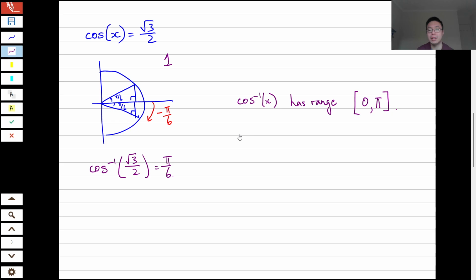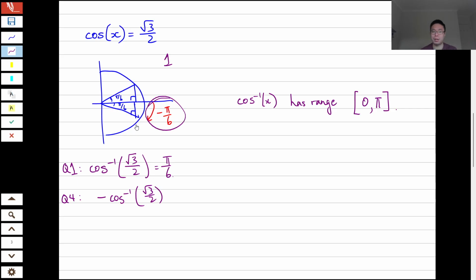So if your cosine is positive, you'll get an angle between 0 and pi on 2. If your cosine is negative, you'll get an angle between pi on 2 and pi in quadrant 2. So quadrant 1 gets me to pi on 6. Quadrant 4, I either need to do 2 pi minus pi on 6, or I could just take a negative angle. And that's what I'm going to do, because it's actually simpler to do that.